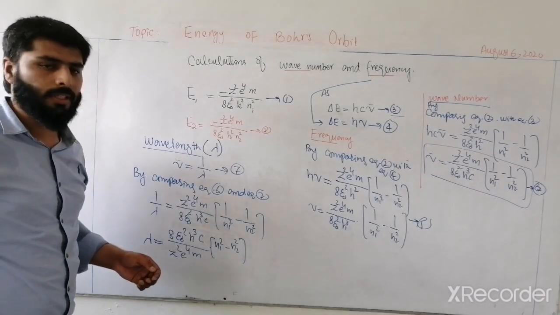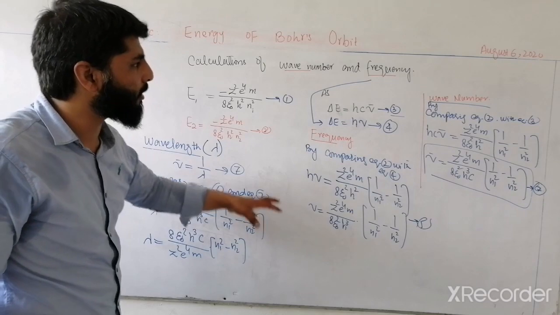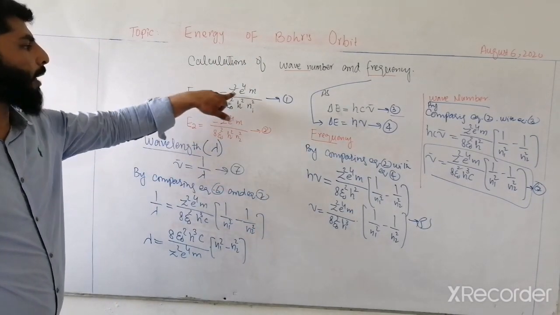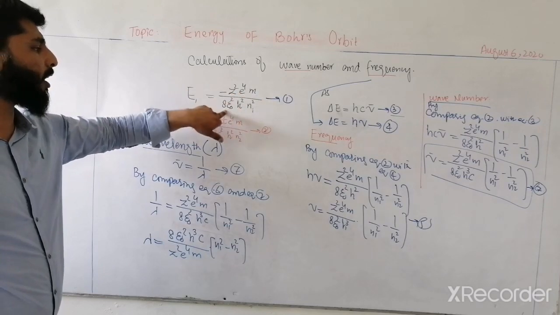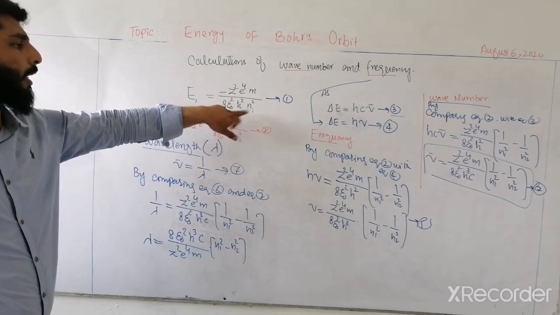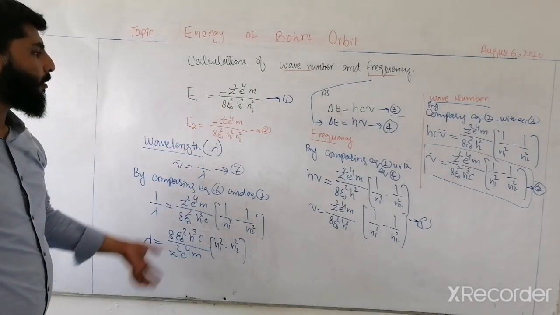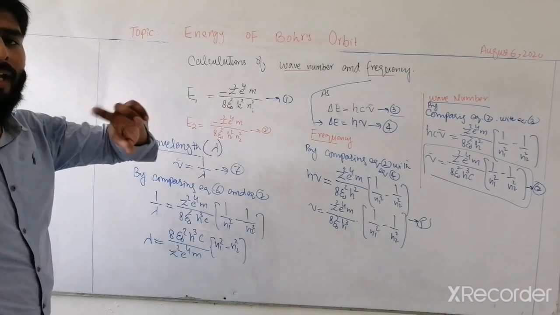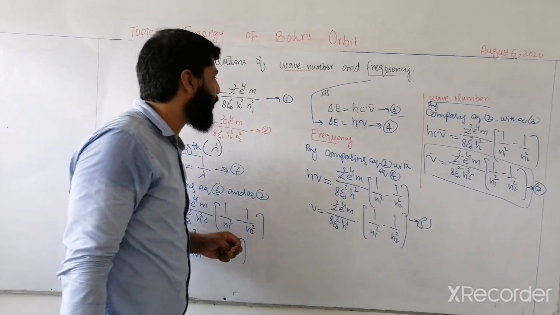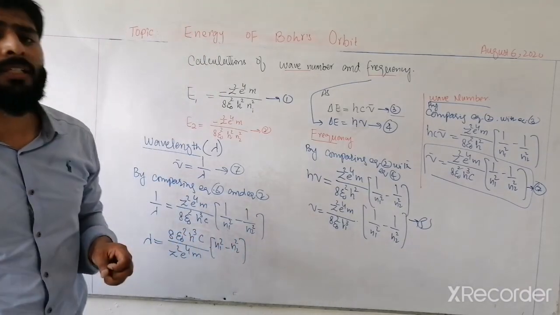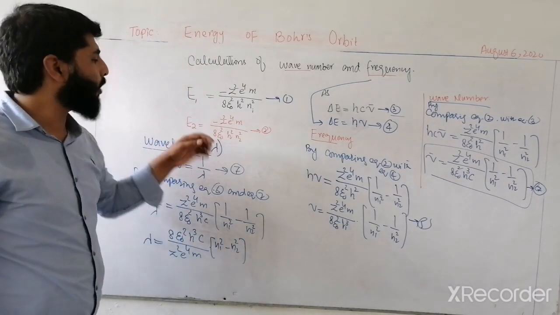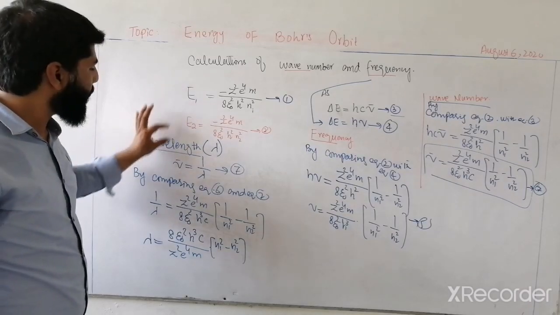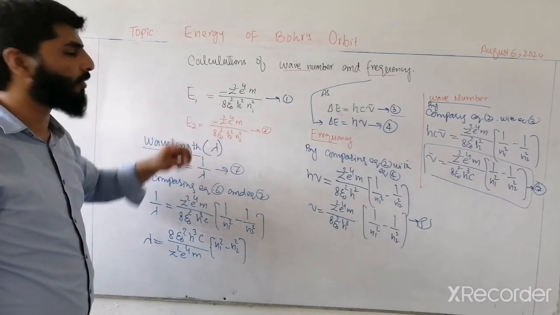You can find all these parameters by using this relation, which is E is equal to minus Z square e^4 m divided by 8 epsilon naught square h square n square. For a single level, or a general level, you can find it with this one, and for the gap between two levels, or the energy difference or change in energy, you can find it by using this one, finding the energy change between two different levels.